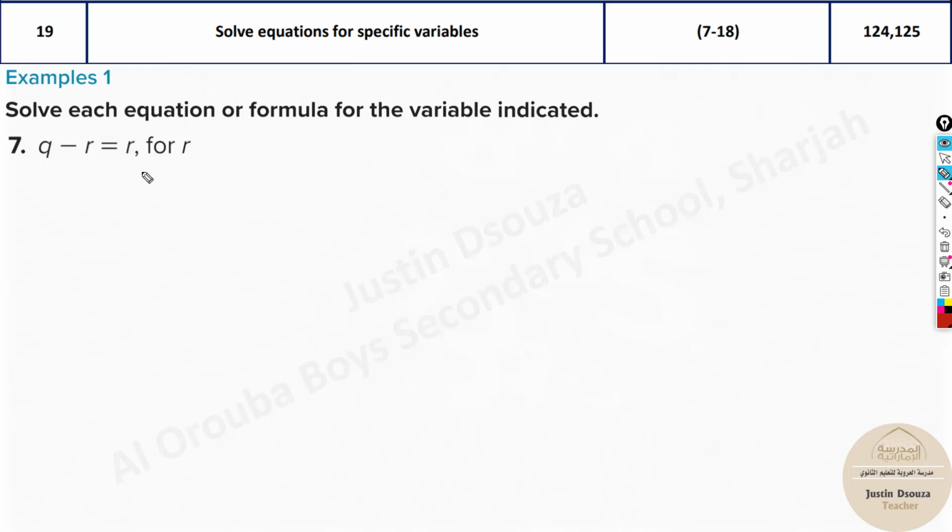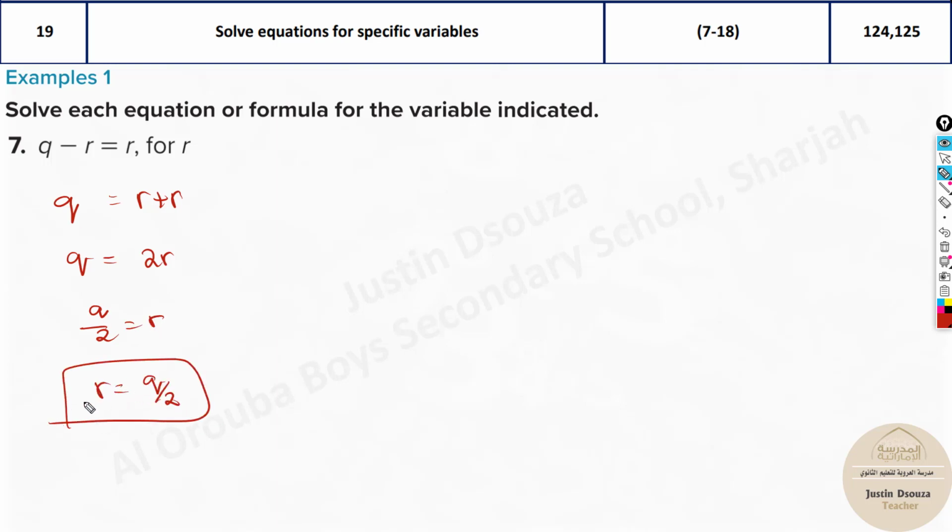So what you do is group the R's together. What I mean by that is, now Q, take R to the other side. It'll be R plus R. Q is equal to R plus R, which is 2R. You want R to be alone. So divide both the sides by 2. You will get Q by 2 equals R. That is, R equals Q by 2.